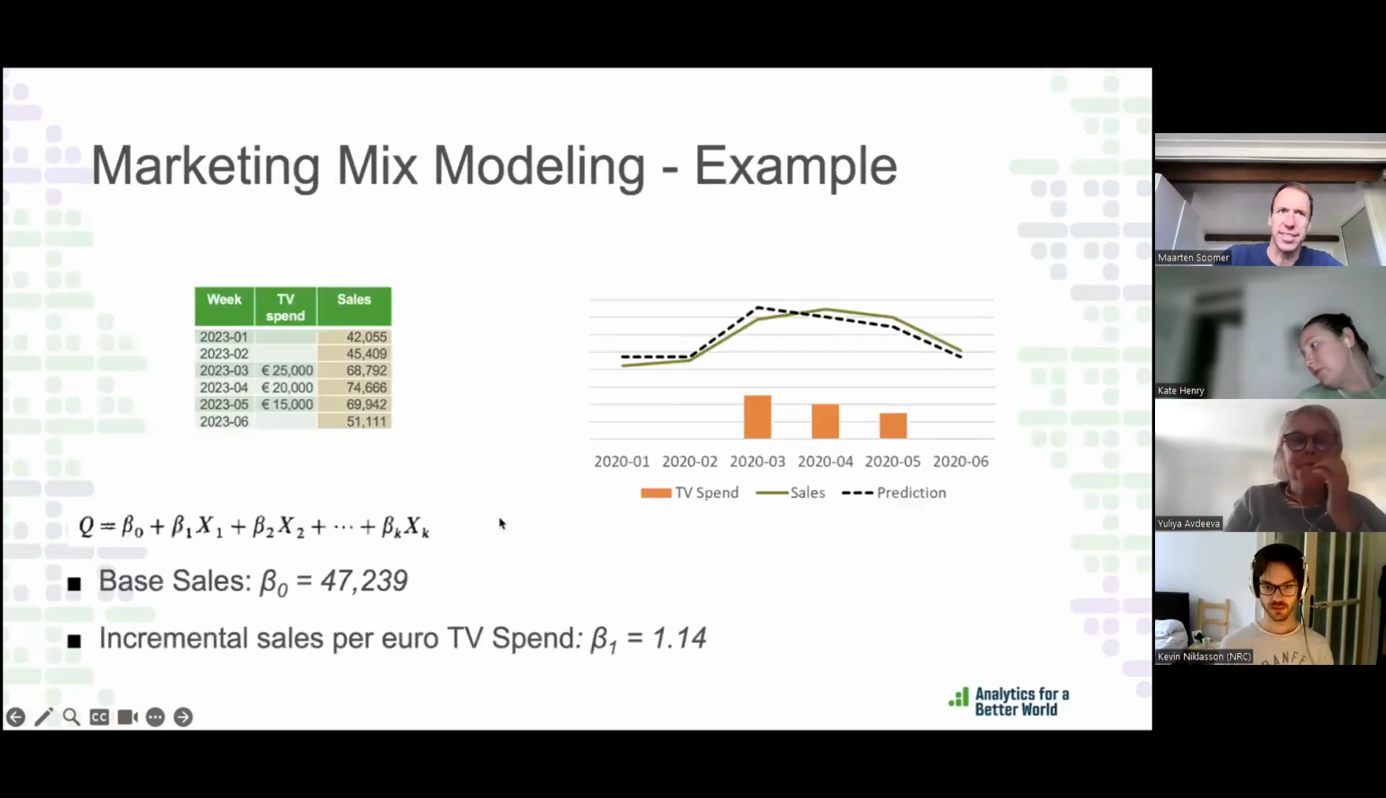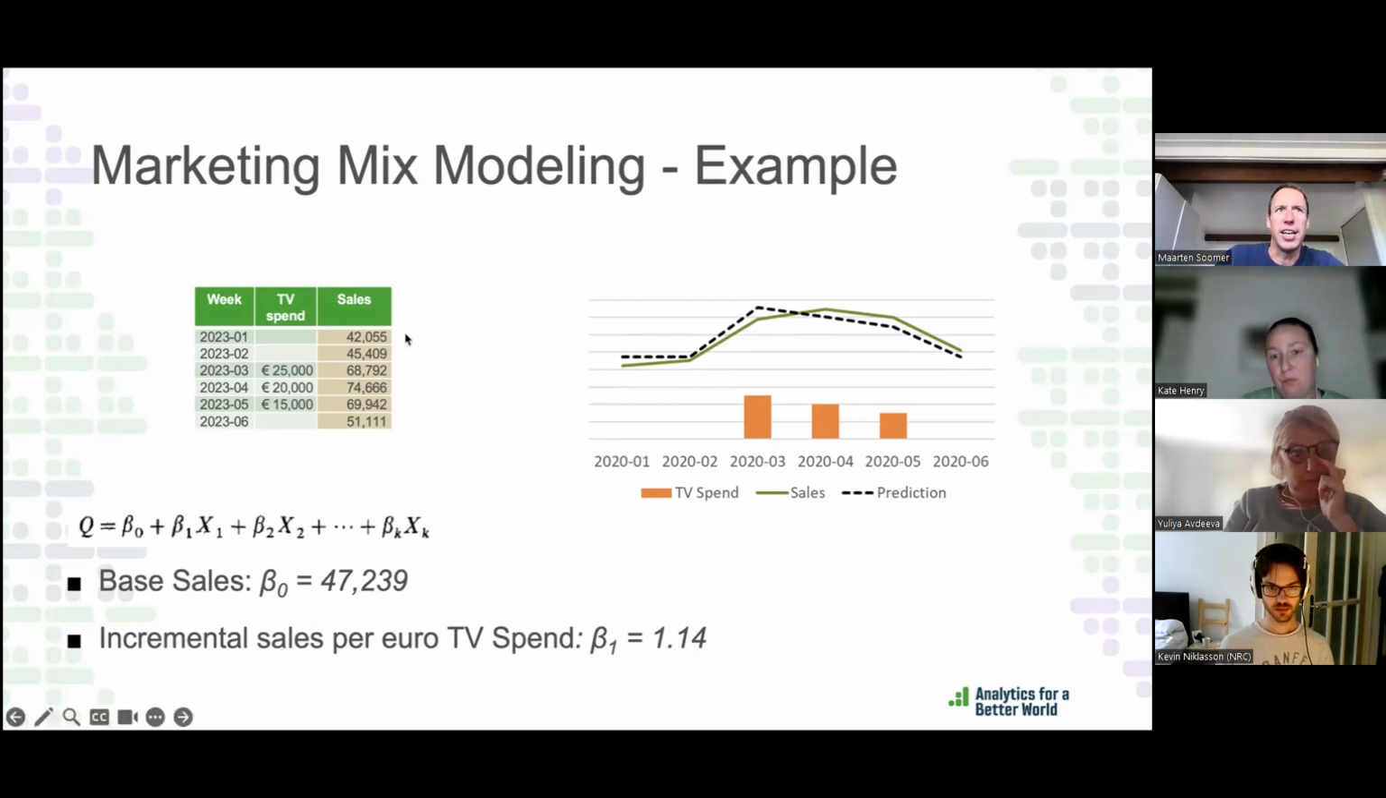And what does this regression say? Basically, if we look at the coefficients, this regression says that without doing any TV, our base level of sales in a regular week without TV is around 47,000.